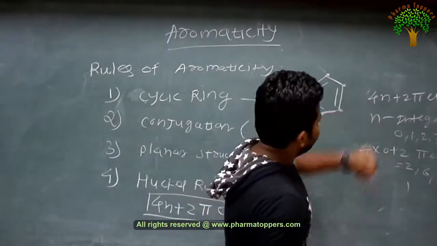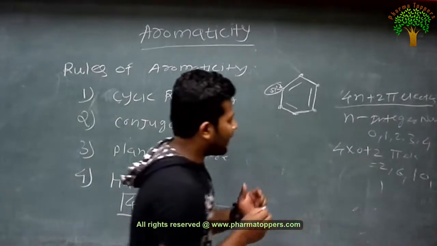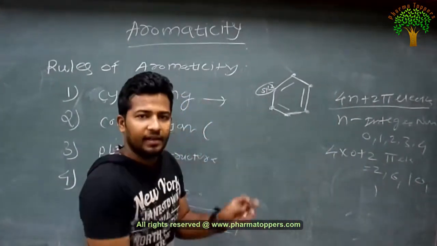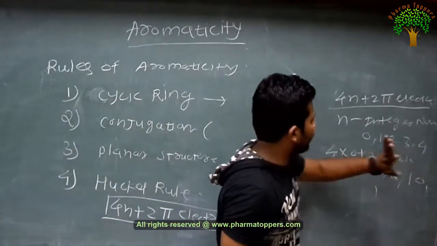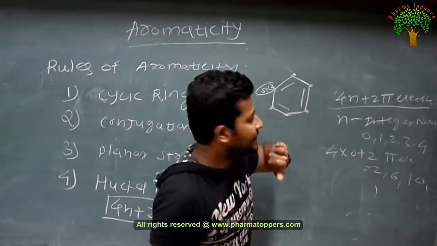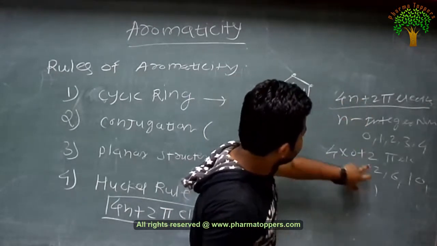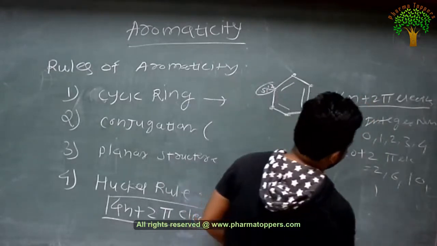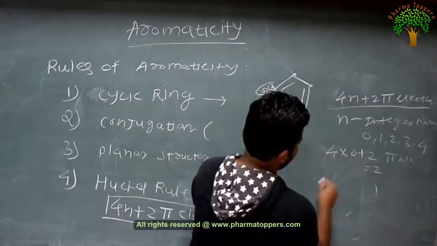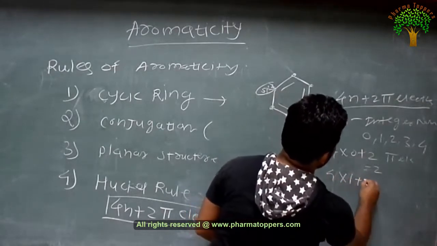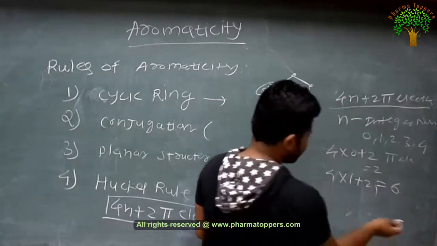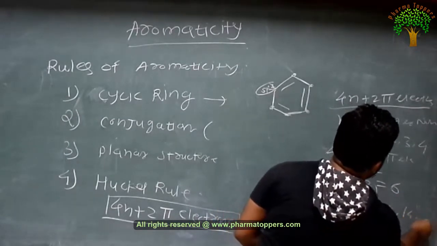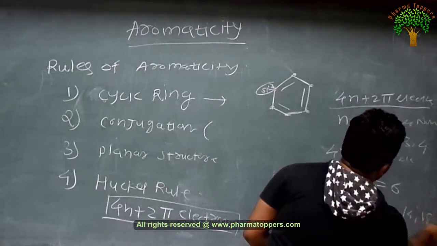See this rule, 4n plus 2 pi. N is any integer number. Integer number means any 0, 1, 2, 3, 4. If you place 0 in case of the n, it gives the calculation 2 pi electrons. If you place 1 in case of the n, then we get 4 into 1 plus 2 is equal to 6. Subsequently, we get 10, 14, 18.